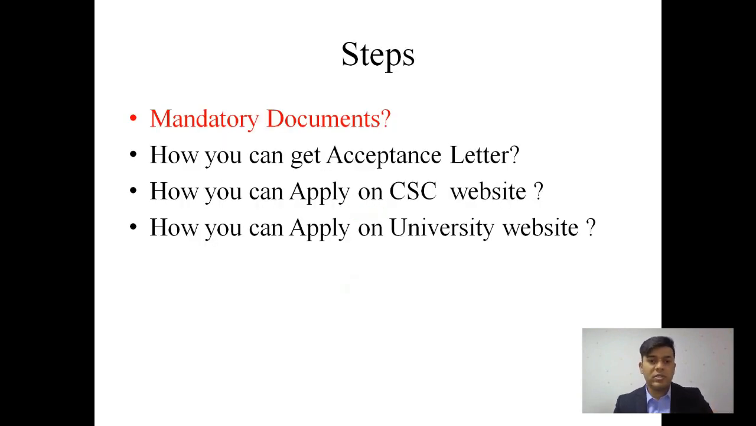So these are the four steps I will tell you. The first step is the mandatory documents. The second step is how we can get the acceptance letter. The third step is how we can apply on the CSC website, and the fourth is how we can apply on a university website. So first let's see the mandatory documents.